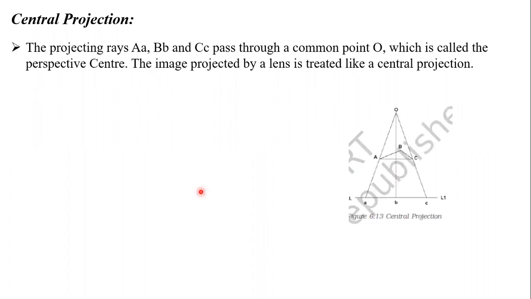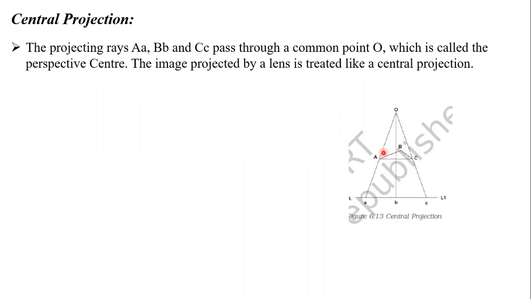Coming to the next, called central projection. This is very interesting. In central projection, all the rays, whatever rays you have released from the camera, maybe from A, B, small b, etc., all pass through a common point called O. This is called the perspective center. If the rays come from this common point, it is called the central projection.